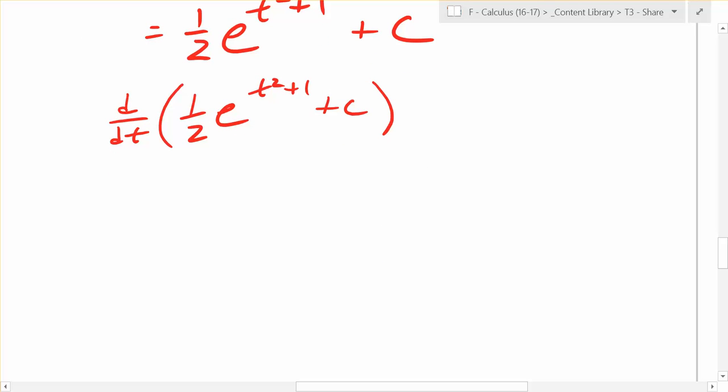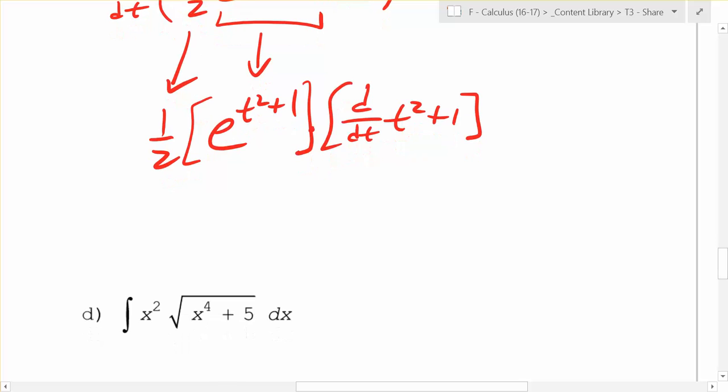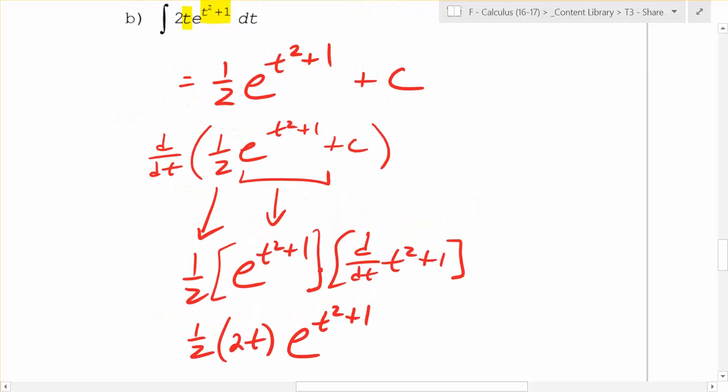What's the derivative of e to the t squared plus 1? It's e to the t squared plus 1 times the derivative of t squared plus 1, right? And there's a 1/2 on the outside because that just stays there. What's the derivative of t squared plus 1? 2t. So what do you end up with? 1/2 times 2t times e to the t squared plus 1. Is that almost exactly what you want it to be?